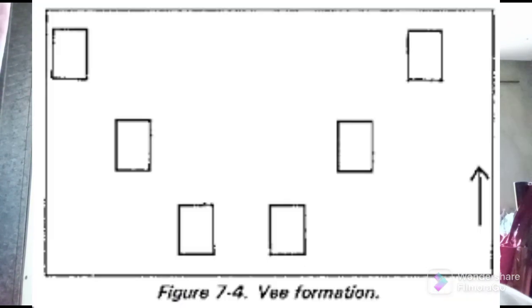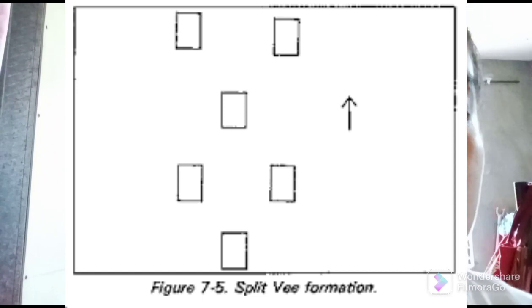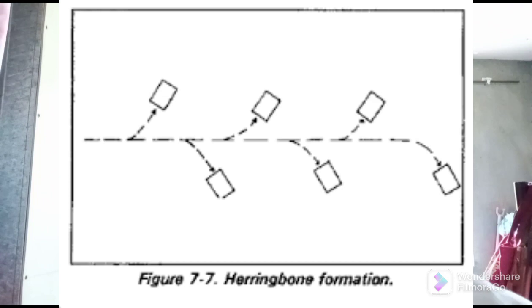The V formation affords good security, speed, command, and control. The split V can be used when the two squads are operating on different routes. The herringbone is used to disperse the platoon when traveling in the column formation. It may be used during an air attack or when the platoon must stop during movement.